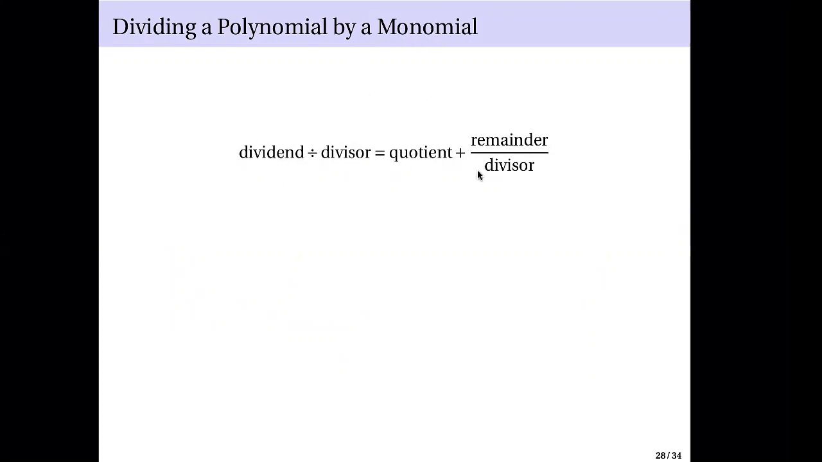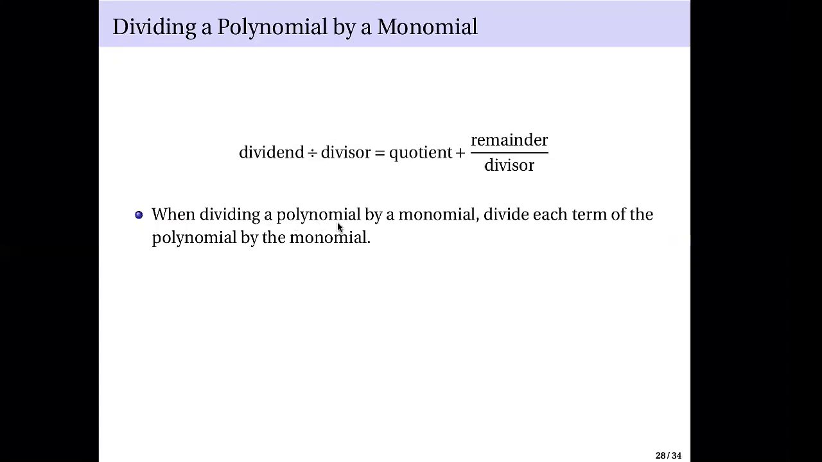So this is what we always have since studying division in our primary schools. So dividend divided by divisor can be written as quotient plus the remainder divided by the divisor. Okay? So this is always the case.